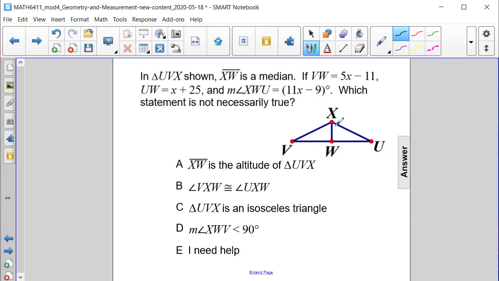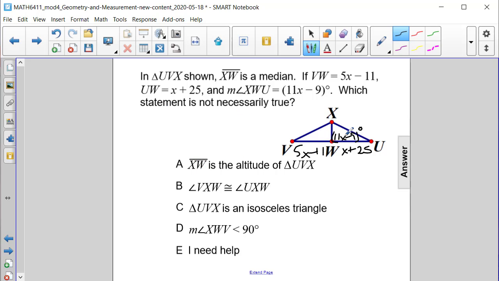In triangle UVX shown, XW is the median. If VW is equal to 5x minus 11 and UW is equal to x plus 25, and the measure of angle XWU is 11x minus 9 degrees, which statement is not necessarily true?